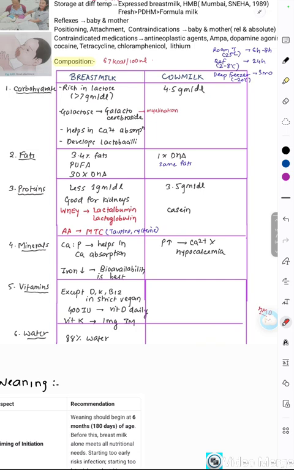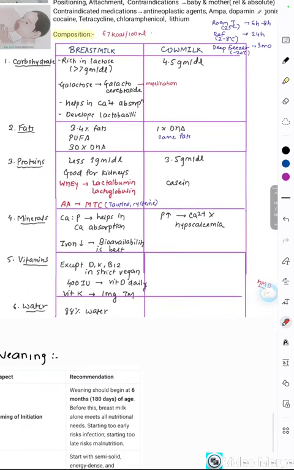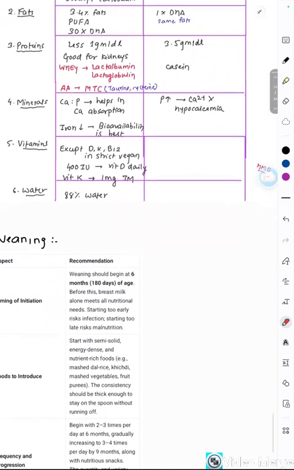Amino acids that are present are methionine, taurine, and choline inside it, cysteine. Then the minerals: the calcium phosphate ratio is such that it helps in calcium absorption. Iron levels are low, but bioavailability is good. Then talking about the vitamins, it is deficient in vitamins K, B, and D. So vitamin D is required, 400 international units, and vitamin K is given during the birth only, 1 milligram intramuscularly. The water content, as we have discussed, is 88%.